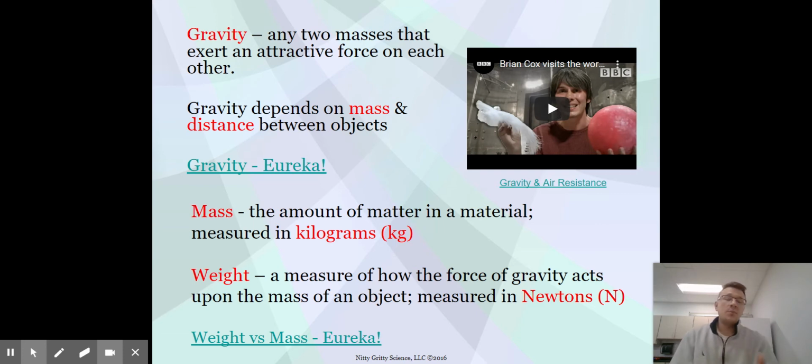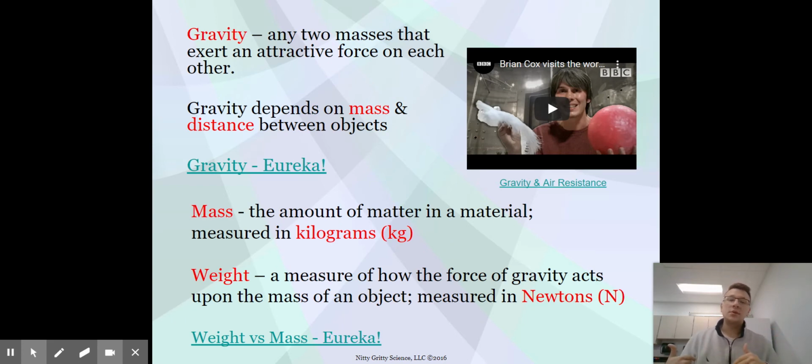So when you step on the scale to see how much you weigh, it is actually measuring a force at which you are pushing down on the scale. And there are little springs in the scale that help measure the force that's being pushed down on it. So your mass never ever changes. Your mass is always the same. That's the amount of matter within you.